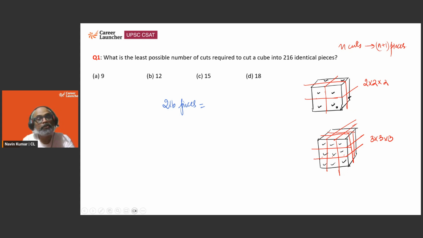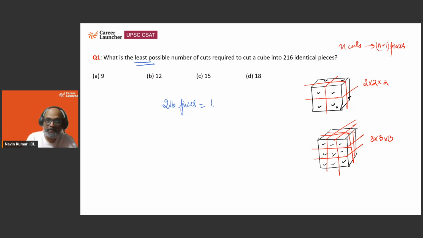Using the same logic, if we have 216 pieces, we have to make sure that 216 is the product of three numbers. Now, since we need to minimize the cuts, the three numbers that we take 216 as should be as close as possible. As in 2 into 3 into 4, the numbers 2, 3, 4 are close, but 3 into 3 into 3 is even closer, right? So the closer the values are, we will have the maximum number of pieces with the least number of cuts.